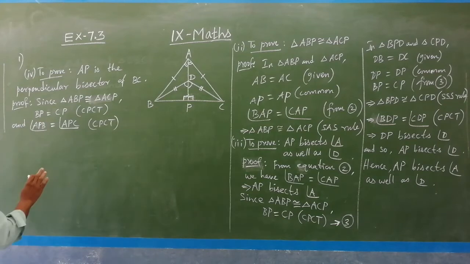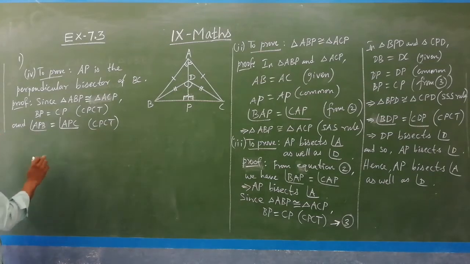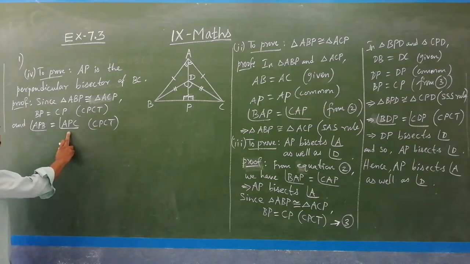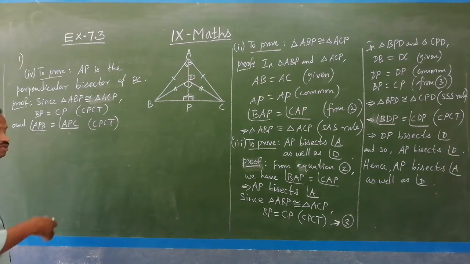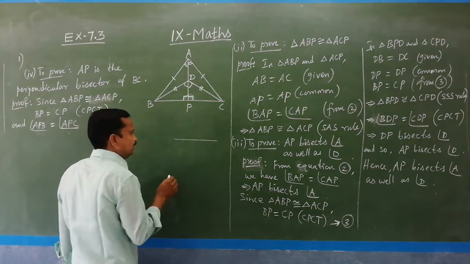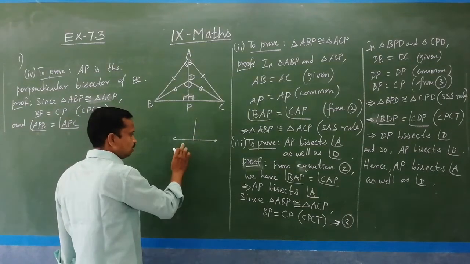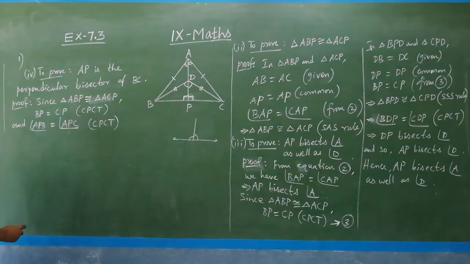Now we have proved that they are equal by CPCT, because these two triangles are congruent. So by CPCT we can say angle APB is equal to angle APC. Clear? But we have to show each is 90, then only we can say AP is the perpendicular bisector. Perpendicular means making a 90 degree angle. For that, this is a line and this is a line which cuts the given line. So these two angles are a linear pair of angles, that you know.